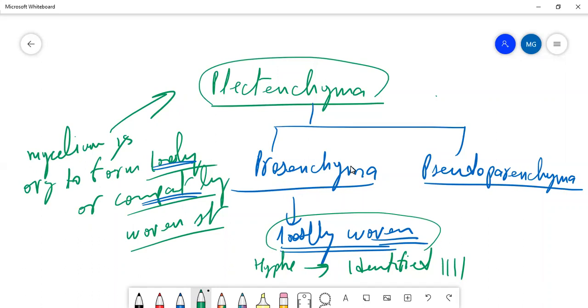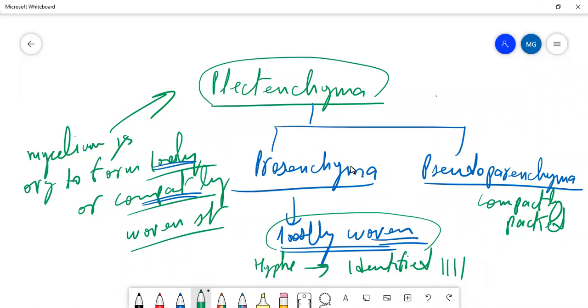Now, what is the second? Pseudoparenchyma. In pseudoparenchyma we have to remember that the hyphae are so compactly packed. This mycelia is so compactly packed. It is highly compactly packed, so that individual hyphae cannot be identified. Here the individual hyphae have lost their individuality. You cannot identify them. They cannot be distinguished.